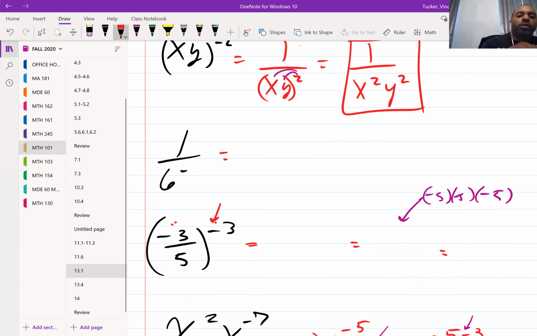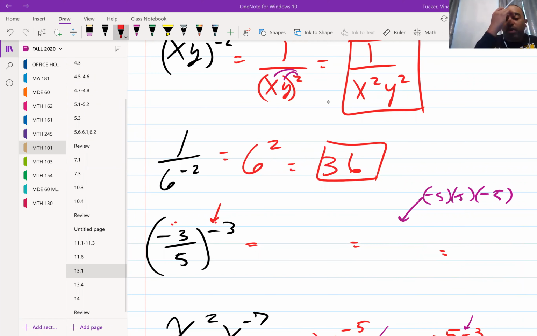And that was a 2. So we have 1 over 6 to the negative second power. Once again, to make it positive, bring it up to your numerator to be just 6 squared. And that'll be 36. Okay, not a problem.